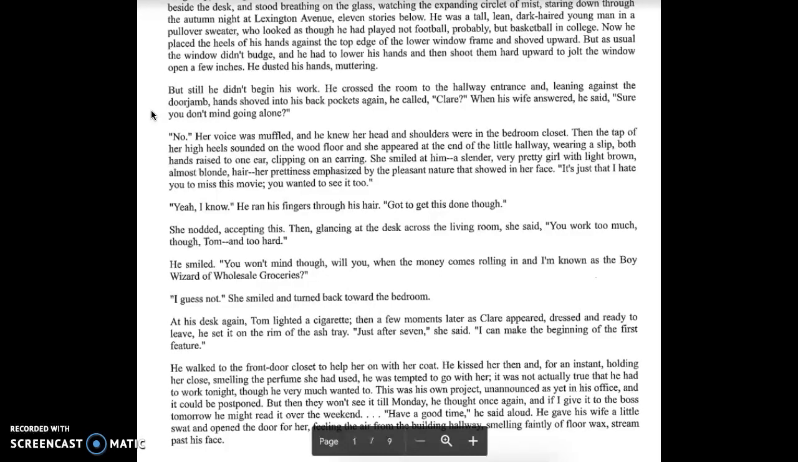"It's just that I hate you to miss this movie. You wanted to see it too." "Yeah, I know." He ran his fingers through his hair. "Gotta get this done, though." She nodded, accepting this. Then, glancing at the desk across the living room, she said, "You work too much, though, Tom, and too hard." He smiled. "You won't mind, though, will you, when the money comes rolling in, and I'm known as the boy wizard of wholesale groceries?" "I guess not," she smiled, and turned back toward the bedroom.